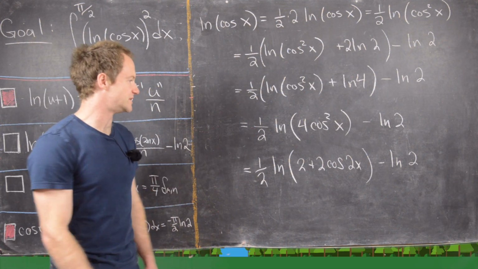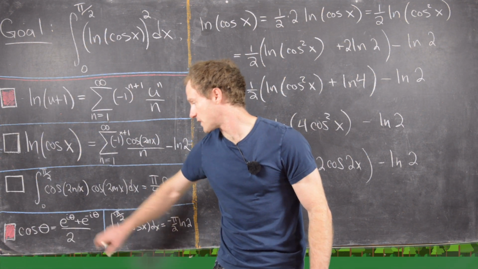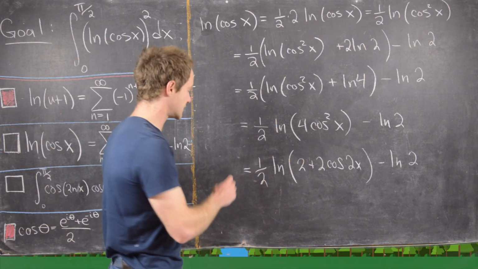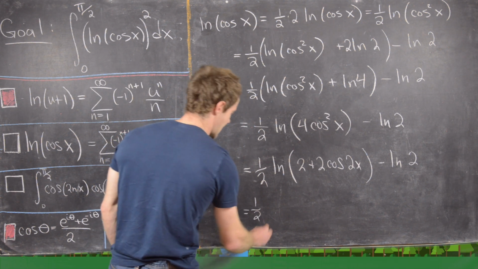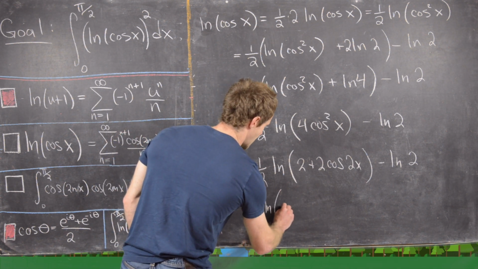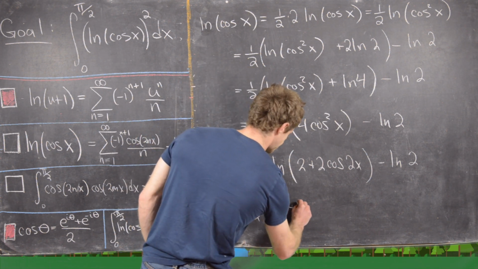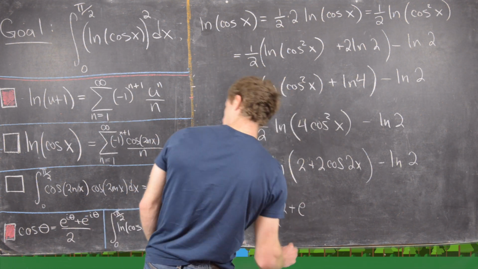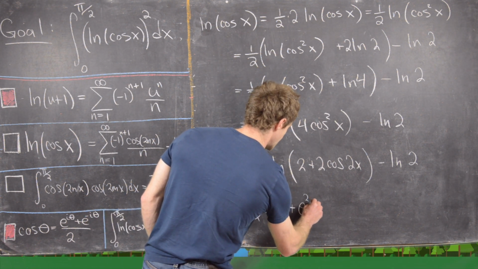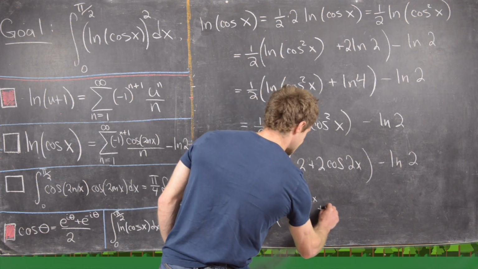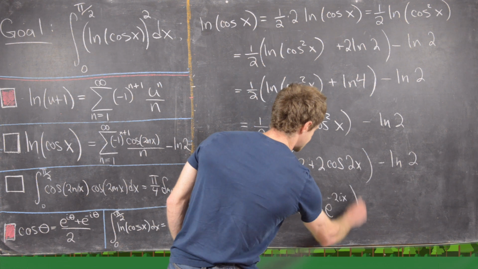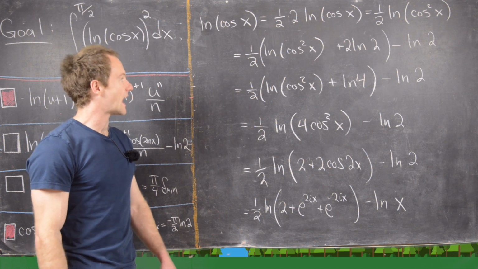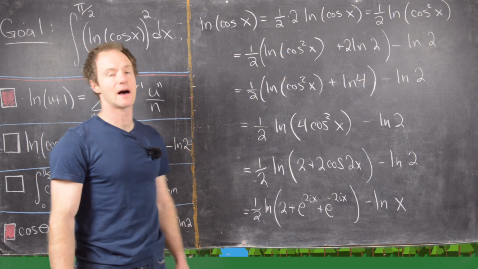So the next thing that I want to do is use this formula for cosine, but I'll have cosine of 2x instead of cosine of theta. So let's see what we get there. So this is going to be 1/2, and then we have the natural log of 2 plus 2 times this 2 in the denominator. Those will cancel, and we'll have e to the 2ix plus e to the minus 2ix, minus natural log of 2. So that's what we have. Okay, great. Now I'll bring this part up to the top and then we'll keep going.